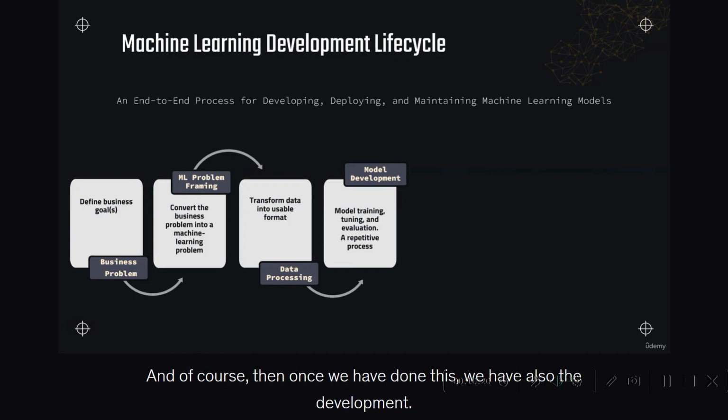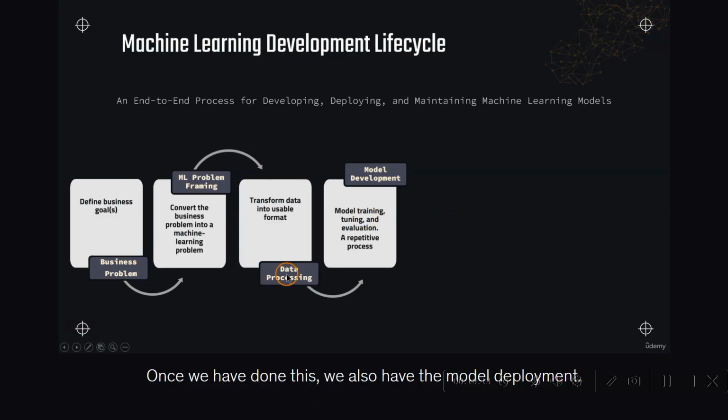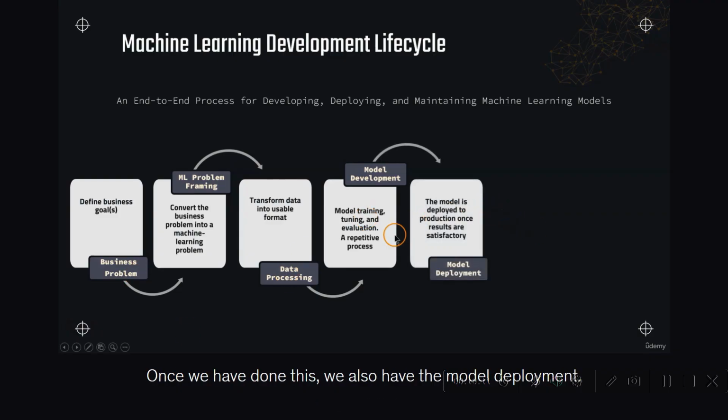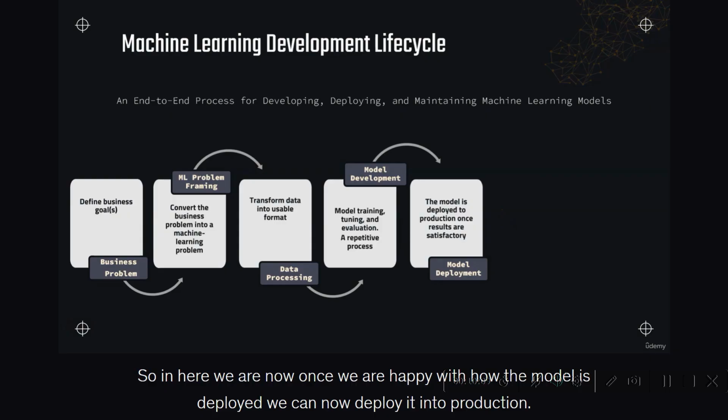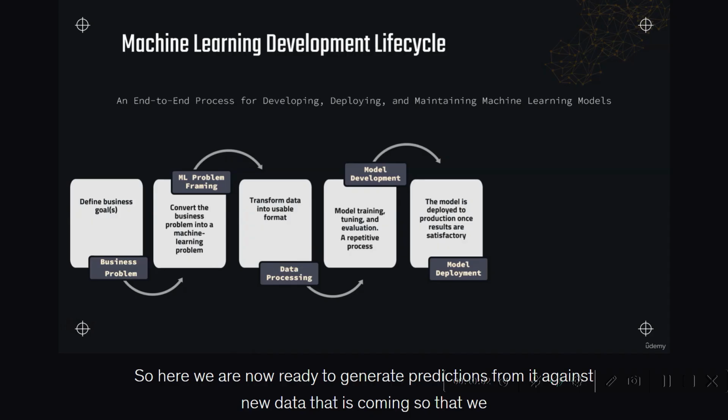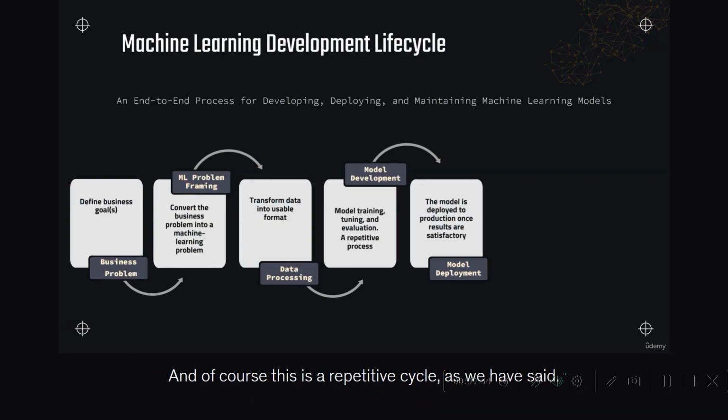And of course, once we have done this, we also have the model deployment. So in here, once we are happy with how the model is performing, we can now deploy it into production. So here we are now ready to generate predictions from it against new data that is coming, so that we can actually solve our business goal. And of course, this is a repetitive cycle, as we have said.